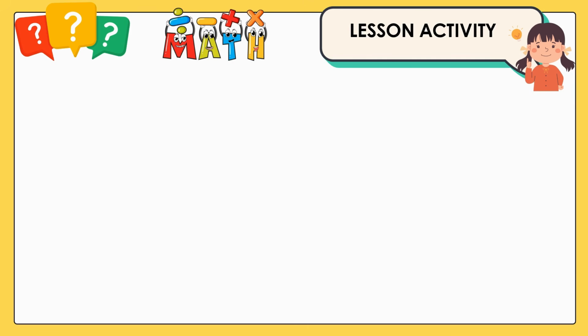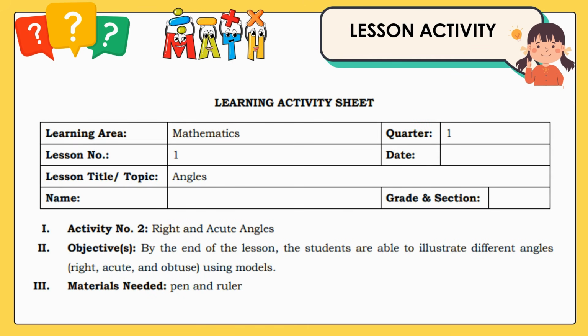Let's have our lesson activity. Learning activity sheet. The lesson title or topic is about angles. And for the activity, the title is Right and Acute Angles. The objectives: by the end of the lesson, the students are able to illustrate different angles, right, acute, and obtuse using models. Materials needed: pen and ruler.